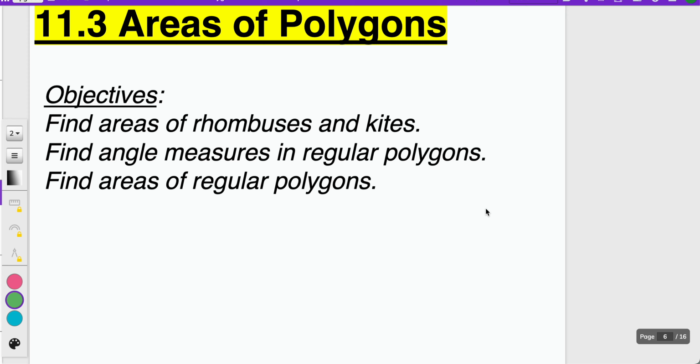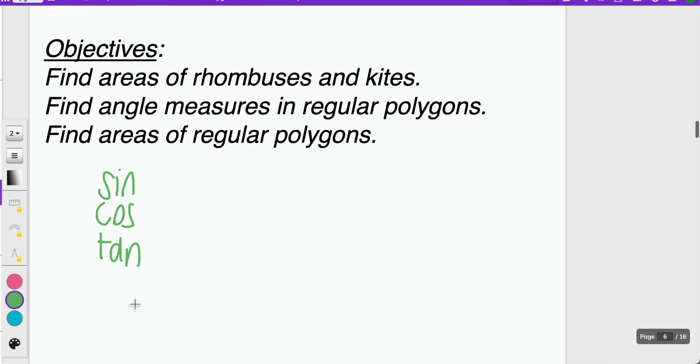Today we're going to be looking at lesson 11.3, Area of Polygons. So we'll be able to find the areas of rhombuses and kites, find angle measurements in regular polygons, and also find areas of regular polygons. You want to make sure you've got a good calculator to use because we're going to be talking about sine, cosine, and tangent again, because we got some of those things going on.